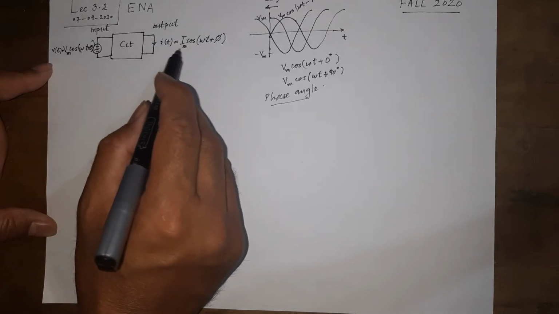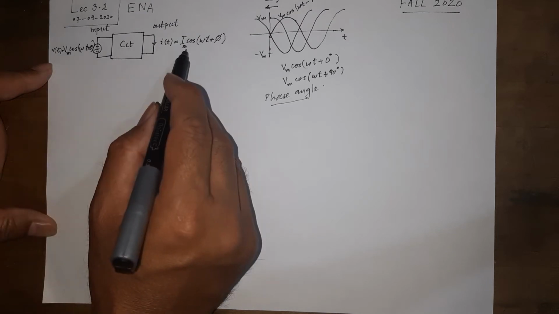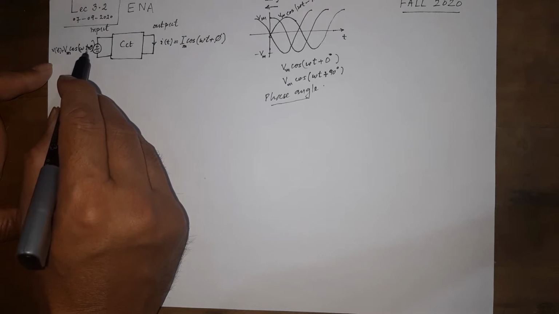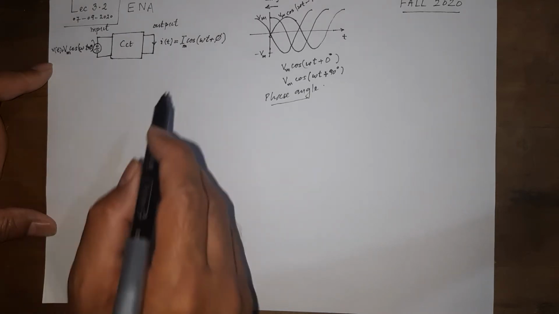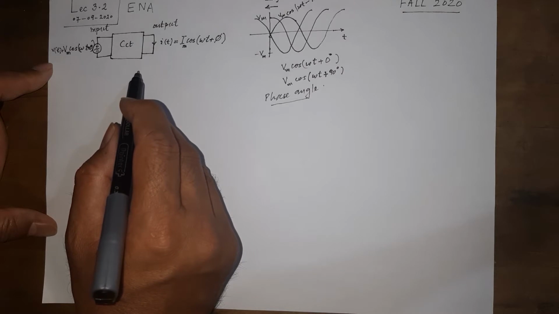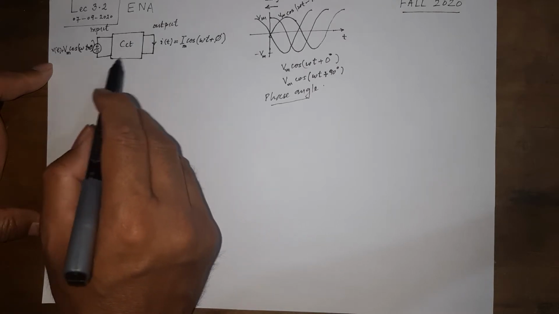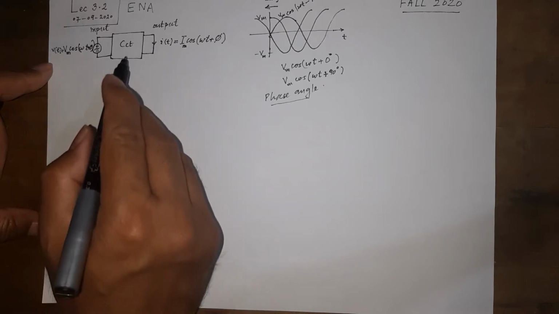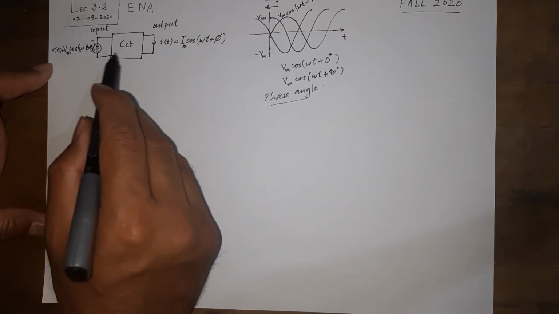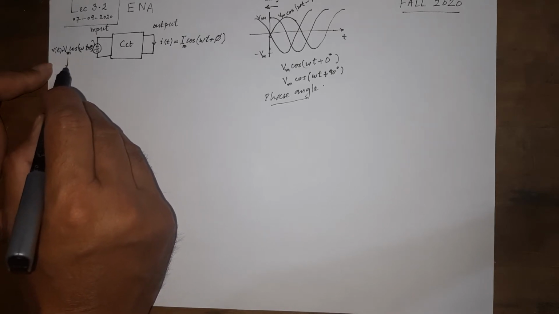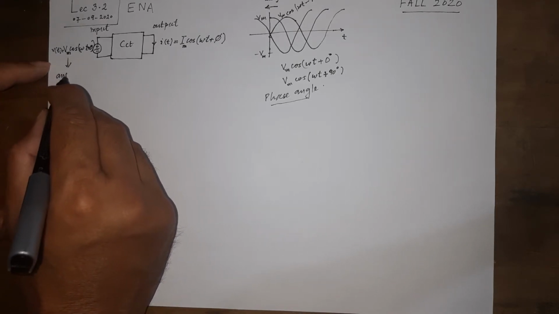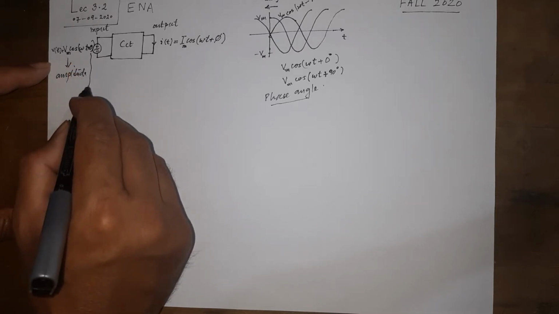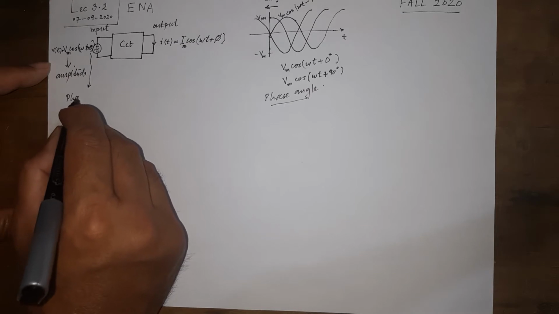It is changing its amplitude. Vm changed to Im, omega remains the same, and this theta may not remain the same, it may change. So this is what we are trying to see. What is the effect of this circuit on this Vm and theta? Or in other words, on the amplitude and the phase angle. So the word used for this would be amplitude, and the word for this would be the phase angle.